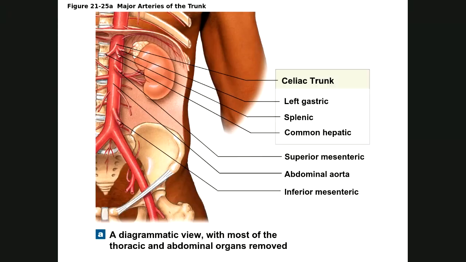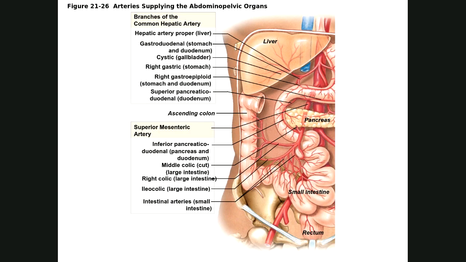Now, there may be one or two, again, like we've done with all of these, where you may not be able to find it specifically in these images, but I will most likely use these images to test you on the exam. So I want you to be familiar with all of these images and be able to identify the different vessels. Here is arteries supplying the abdominal pelvic organs.